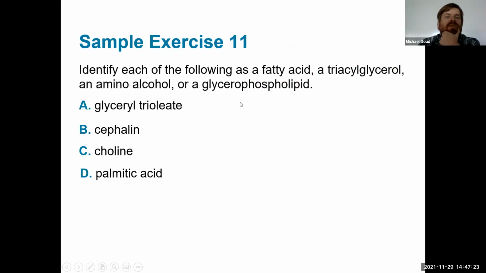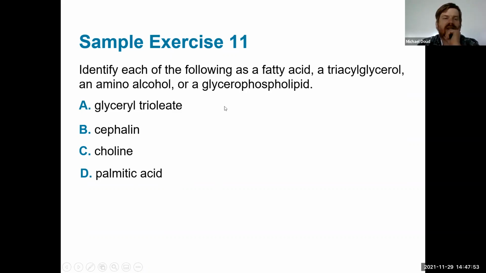Okay, all right, here we go. So sample exercise number 11, go ahead and tell me, given what we've learned so far, identify each of these as either fatty acid, a triacylglycerol, an amino alcohol, or a glycerol phospholipid. We have four things to talk about here: glycerol triolate, cephalin, choline, and palmitic acid. So pause the video, look through your notes, and identify each of these as one of the four categories here.